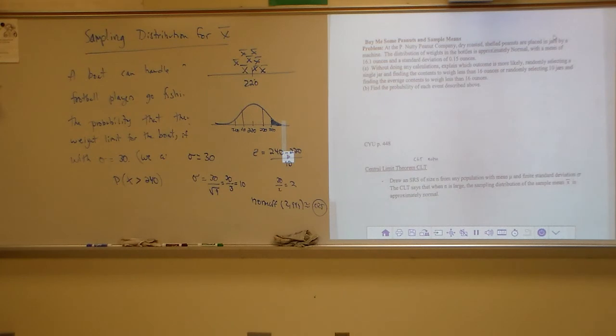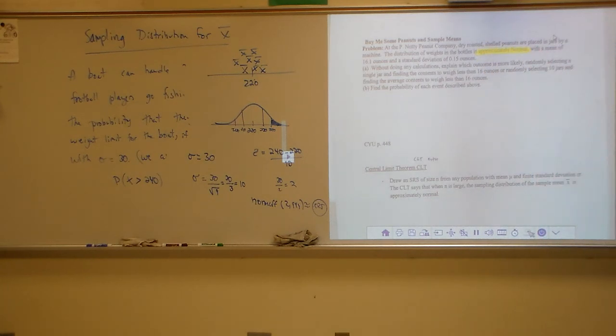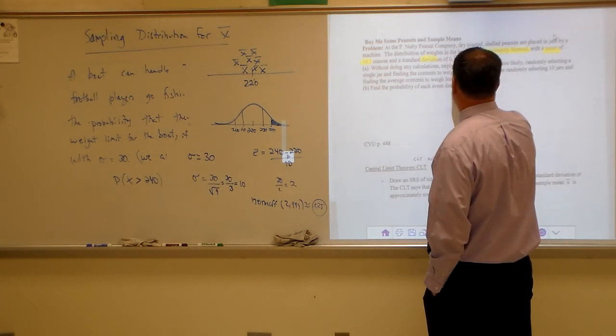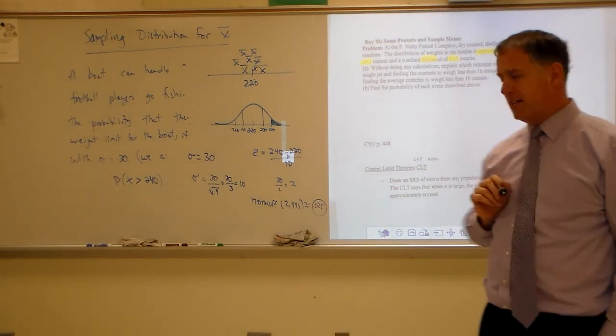At the Peanutty Peanut Company, isn't that clever? Dry roasted shelled peanuts are placed in jars by a machine. The distribution of weights in the bottles is approximately normal. We know that's a really important statement. With a mean of 16.1 and a standard deviation of 0.15. That is of the population, of the entire population.